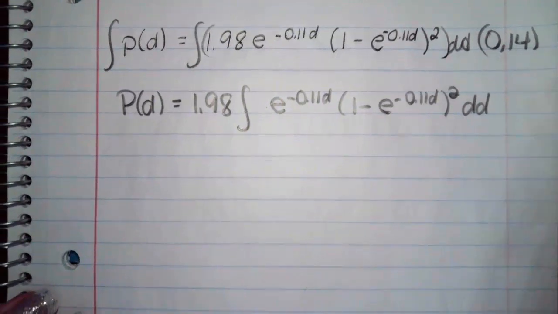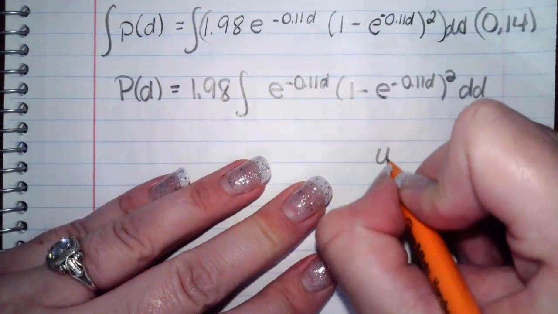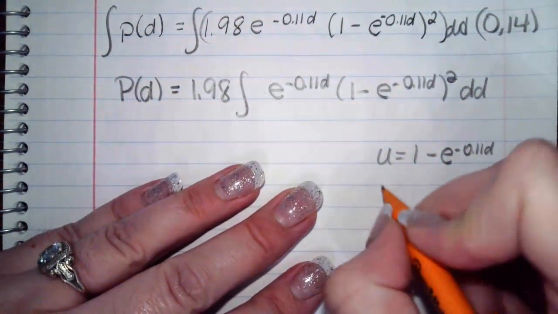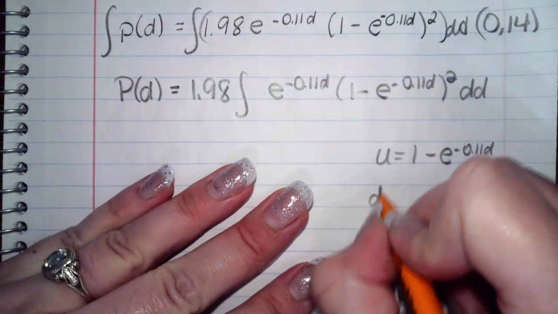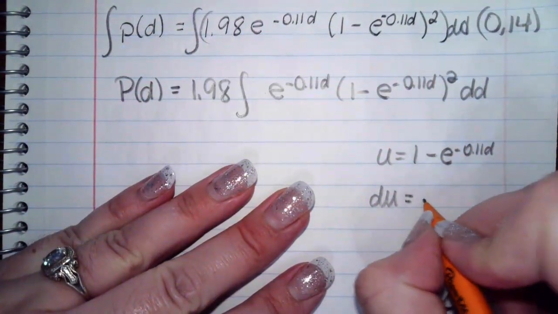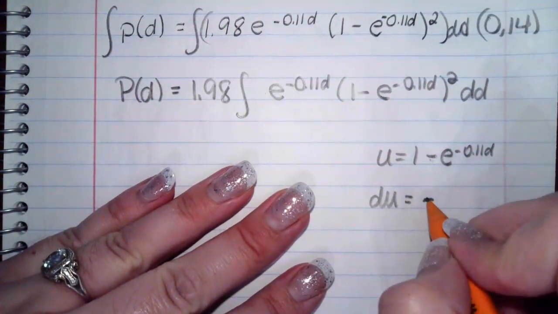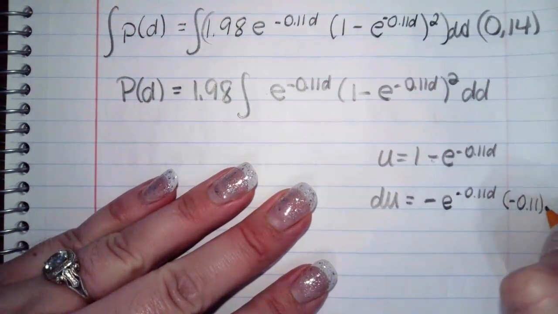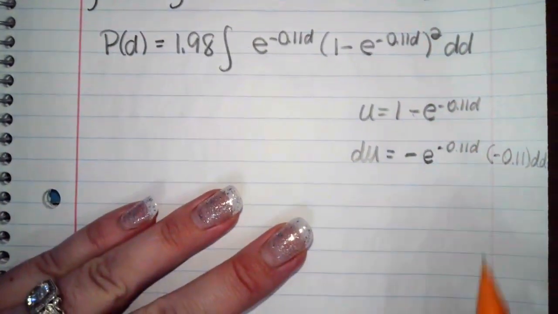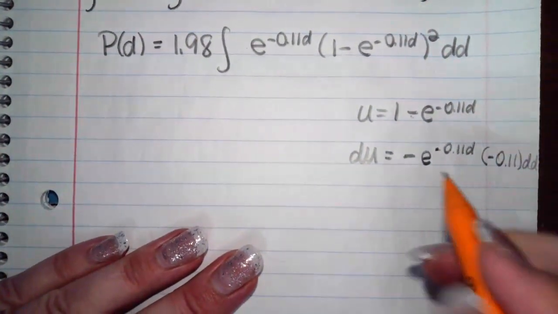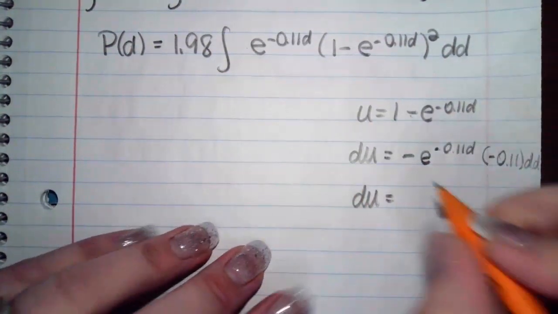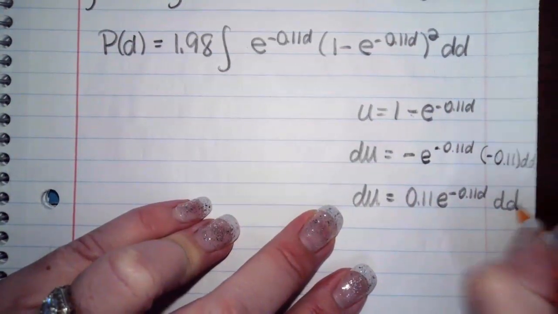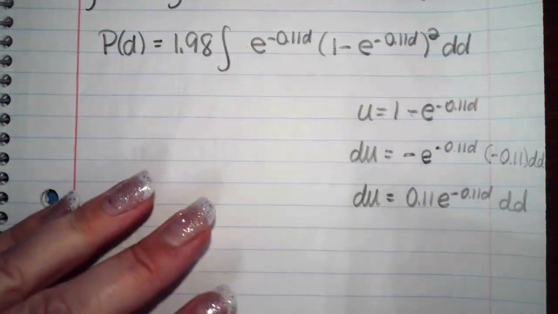So what am I going to do? I am going to use u substitution. So what's on the inside is 1 minus e to the negative 0.11d. And then my derivative is going to be negative from here, e to the negative 0.11d times negative 0.11 dd. So I took the derivative of the exponent. So rewriting that just to make it a little bit cleaner, I've got 0.11 e to the negative 0.11d dd.